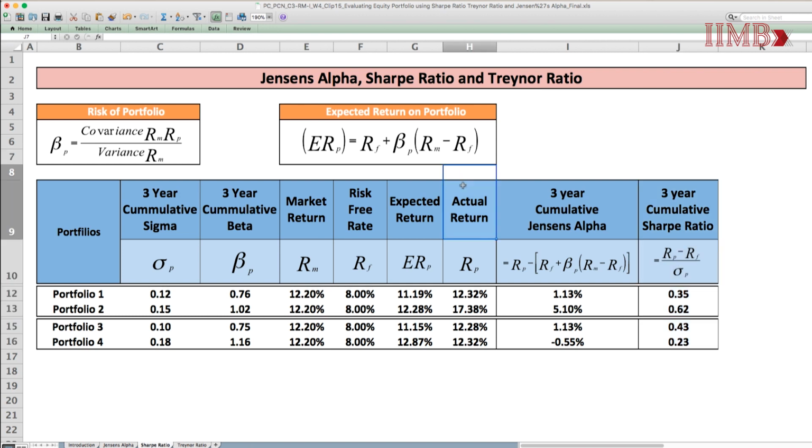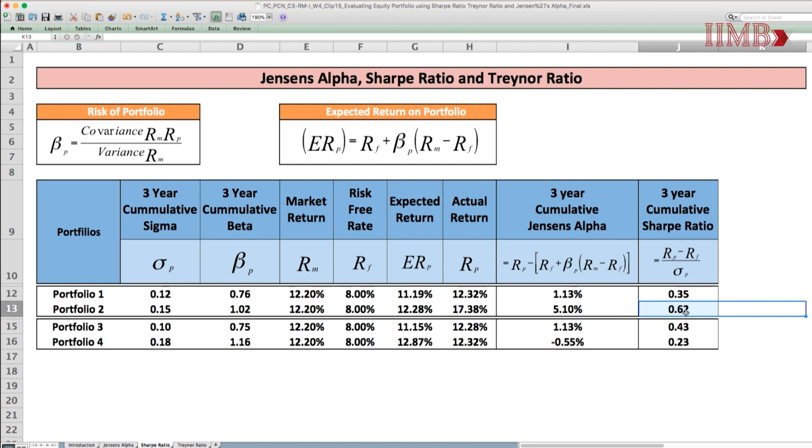Now the actual returns are given in this column, the risk-free return is given in this column, and the 3-year cumulative standard deviation is given in this column. So it is fairly straightforward. And you get this very interesting observation. Remember, our challenge was to select between this and this.